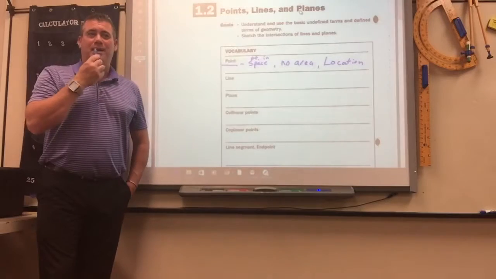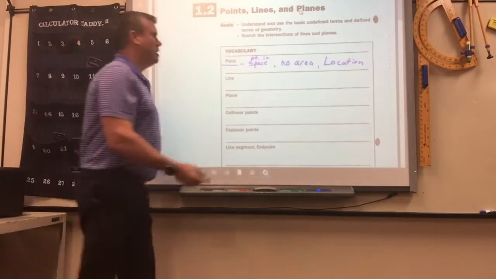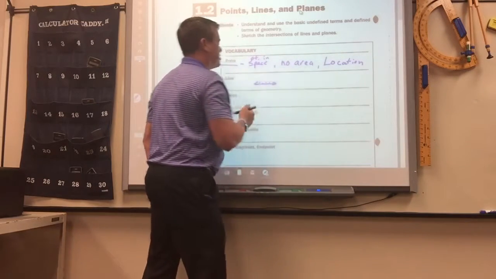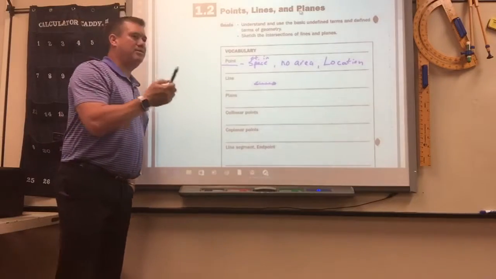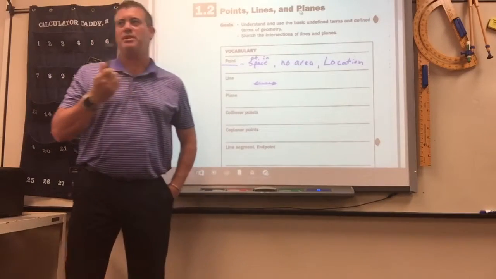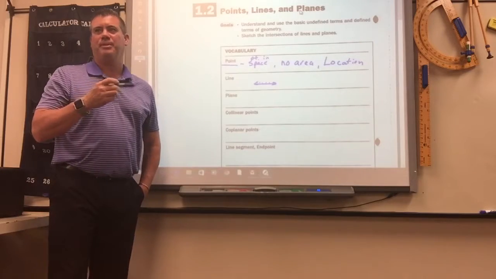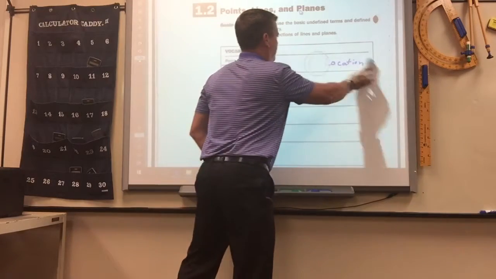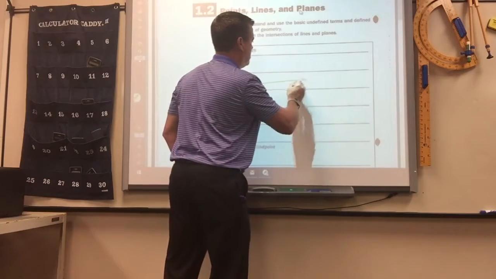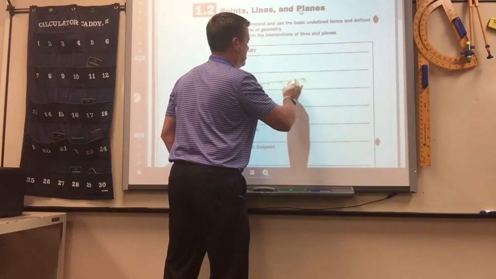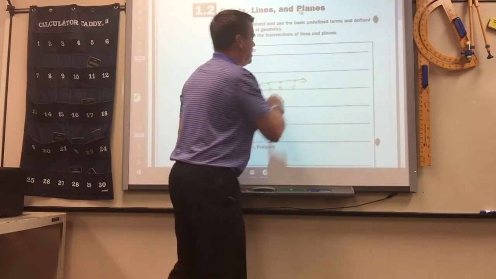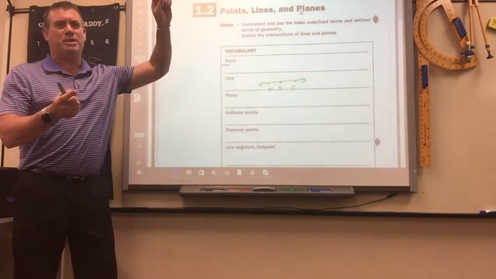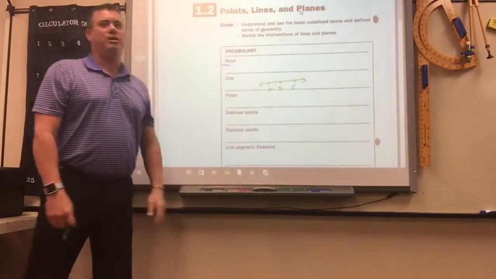A line, everyone knows what a line is, I hope. A line is just a set of points in a straight line that goes forever and ever in each direction. Now, the big thing in geometry that a lot of people lose points on is you forget to label correctly. If you've got a picture of a line, how many points does it take to make a straight line? 2. Any 2 points makes a straight line. Here it happens to have 3 of them on there.